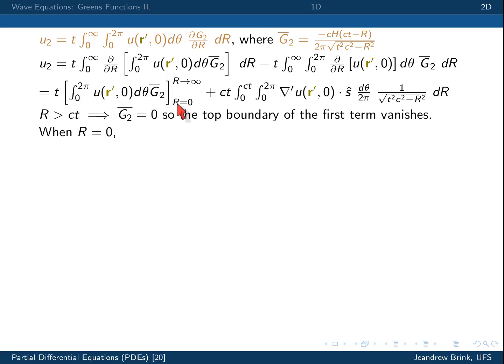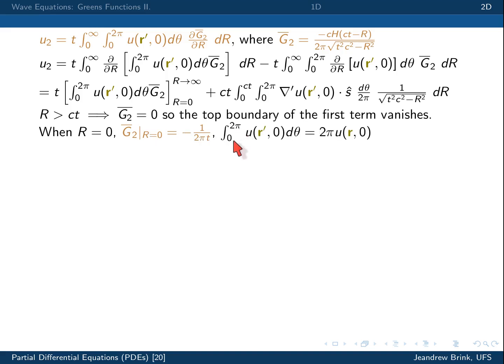But g2 at r equals 0 is also quite easy to get at, because with r equals 0 over there, the square root is just tc of that. R is equal to 0, so the step function is equal to 1, and the c cancels out above and below. So if you actually evaluate g at r equals 0, you get that it's just equal to minus 1 over 2 pi t.